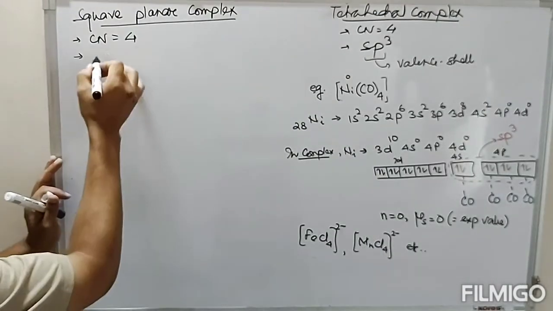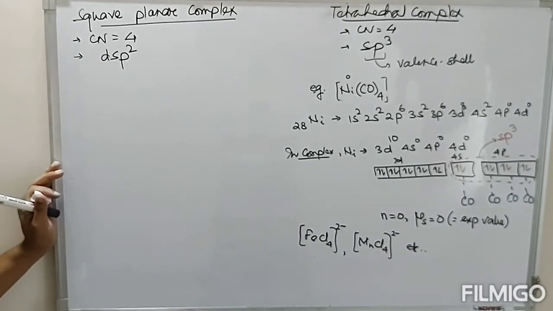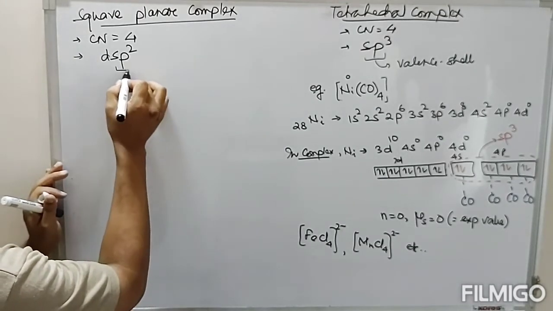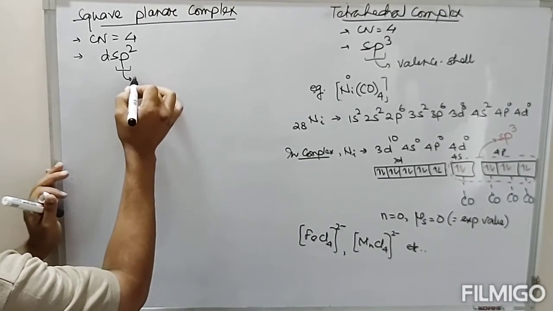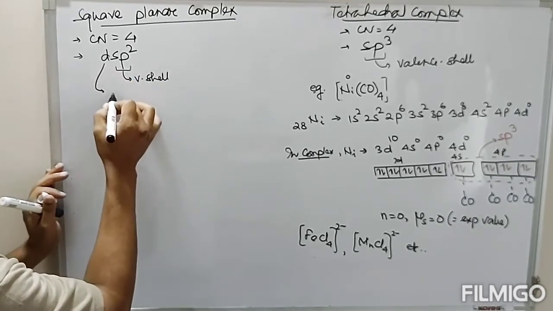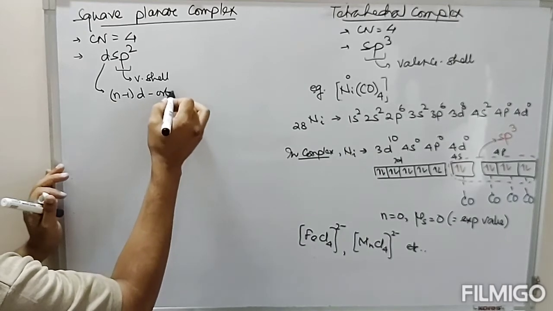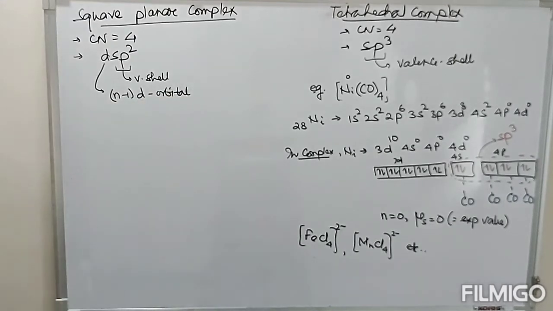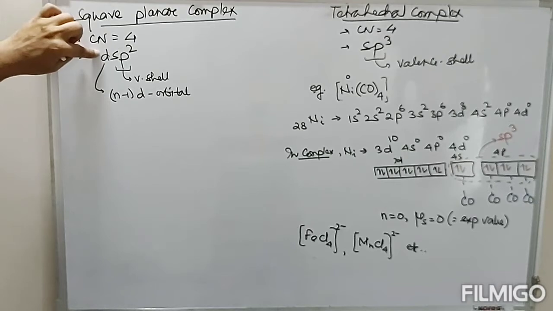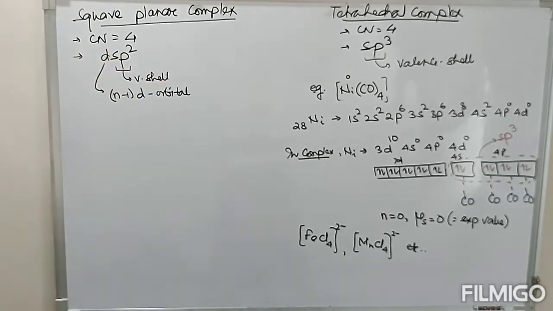Now coming to the square planar complex having coordination number 4, it undergoes dsp2 hybridization. Now this s and p are from the valency shell, and this d is from the (n-1)d orbital. So again look at this. Since d is written first, that means this is an inner shell orbital, and s and p are the valency shell.